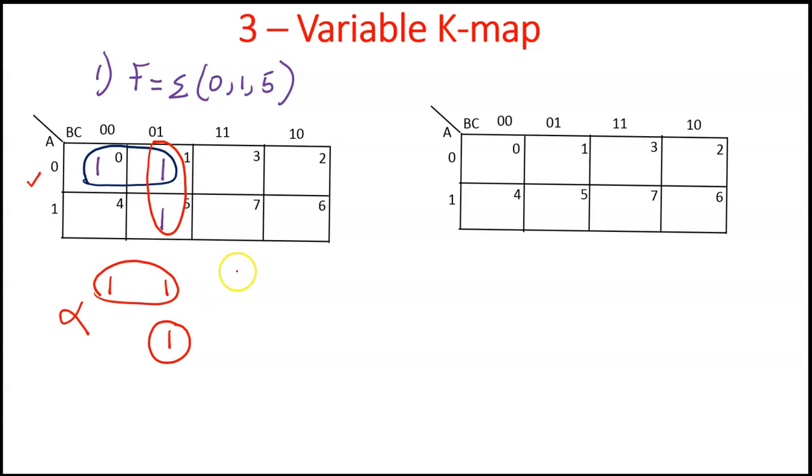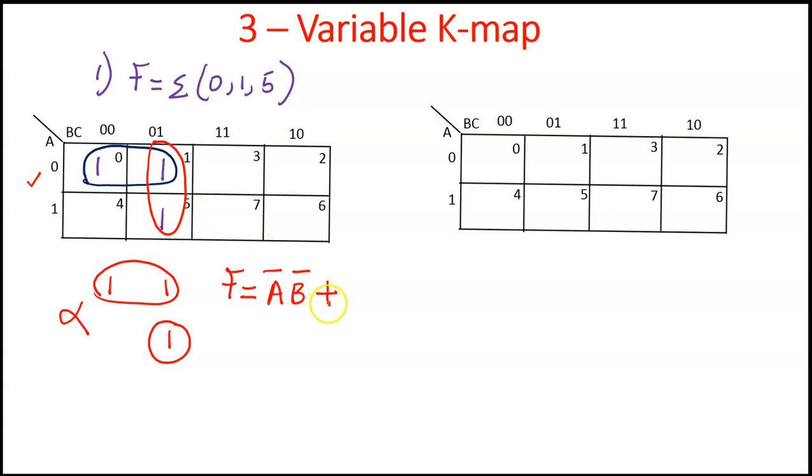Now let us write the Boolean expression for this combination, that is f is equal to. For the first grouping the A variable is not changing. The value for A is 0, therefore A bar. And if you see this binary combination in BC, the B value is not changing, here also 0 and here also 0. So therefore B bar. And the C value is changing, so we have to neglect that C variable.